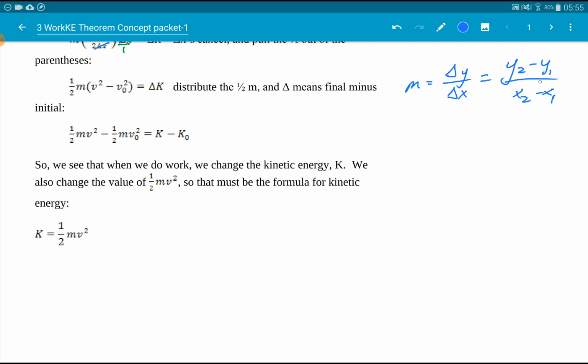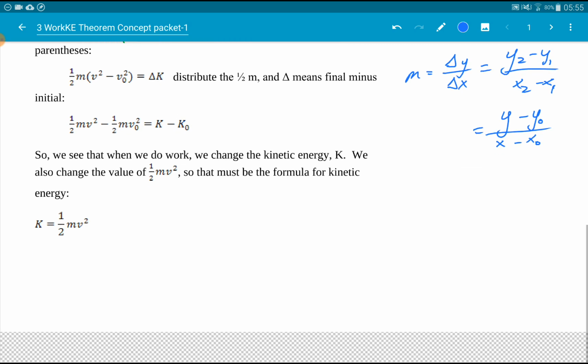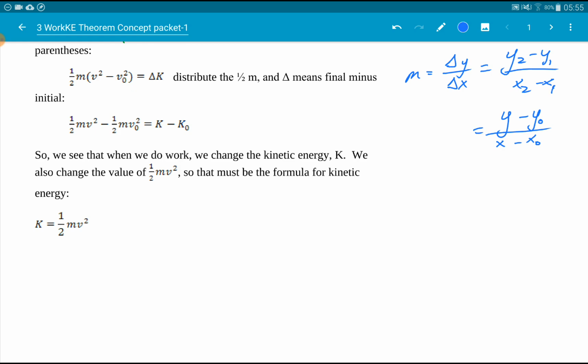So usually in higher level maths, as well as science, instead of writing y2 and y1, oftentimes we'll write some ending y minus some beginning y, and some ending x minus some beginning x. We do that because it's just as easy as y2 minus y1, but it's a little bit more accurate in some ways. So then we do that over here, and it's just some ending kinetic energy minus some beginning kinetic energy. Now notice, this was a little math trick that we did here.